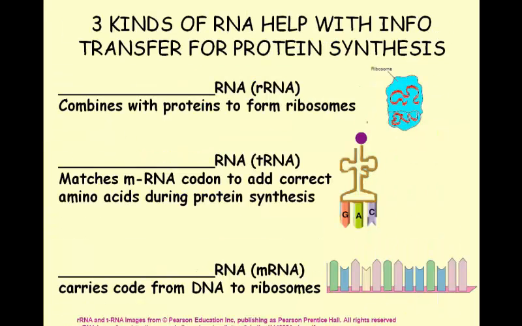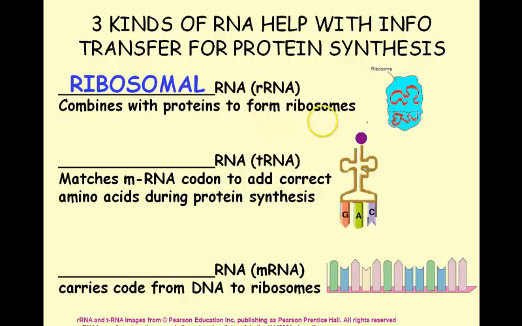There are three different kinds of RNA that help with the information transfer in protein synthesis, so you will be responsible for these three different types. Our first type is our rRNA, and these little letters in front of the RNA are going to help you a lot because they're going to be the start of the word that describes it. So rRNA we call also ribosomal RNA. That's going to combine with proteins to form ribosomes, so it's pretty easy.